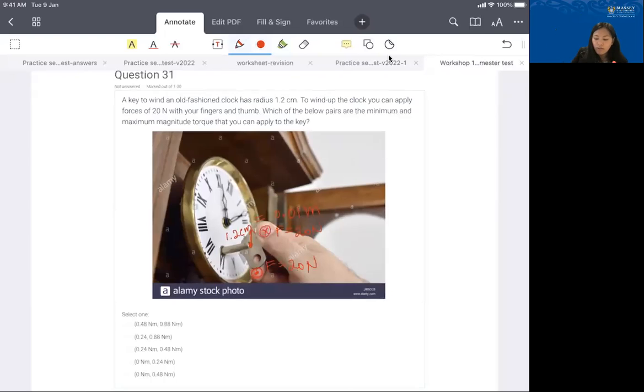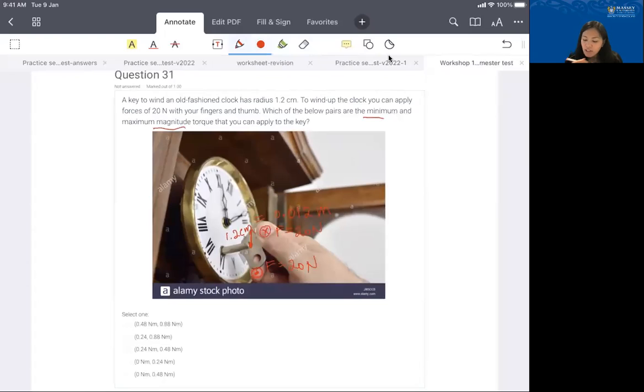Your thumb is pushing inwards with a force of 20 newtons. Okay, right? And the radius of the key is 0.012 meters. Okay, the question is, which are the minimum and maximum magnitudes of torque that you can apply to the key?